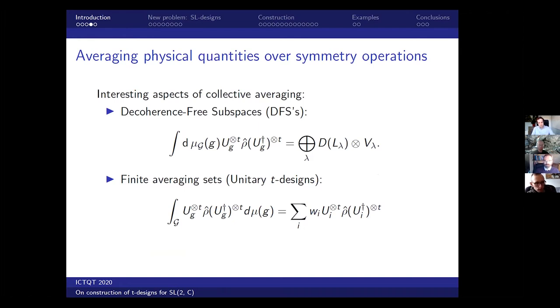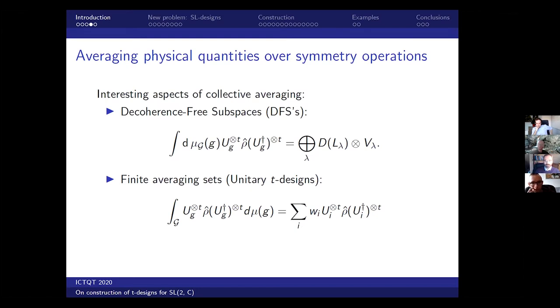So from now on, I will focus solely on the collective averaging. The same operation acts on each of the subsystems, and there are two interesting aspects of such an operation. The first one is connected with the fact that this action of the tensor power of the unitary operation is reducible on the space of density matrices, and this is the existence of so-called decoherence-free subspaces, which is here presented in a very, very symbolic way.